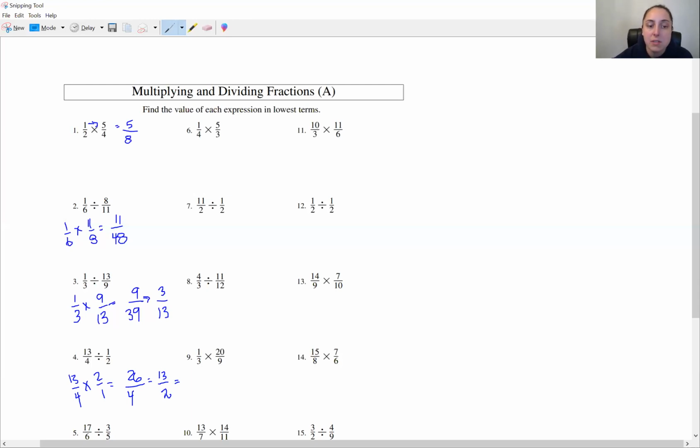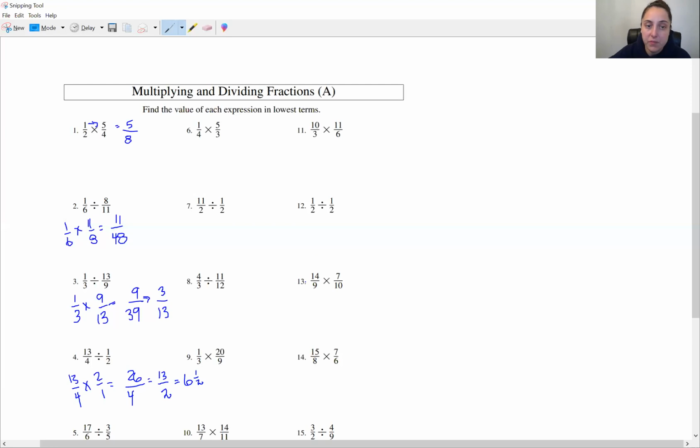So I know 2 times 6 is 12. 2 times 7 is 14. So we're going to go ahead and say 6, which gives me 12. How many left over? Just 1. So our answer for this question would be 6 1/2.